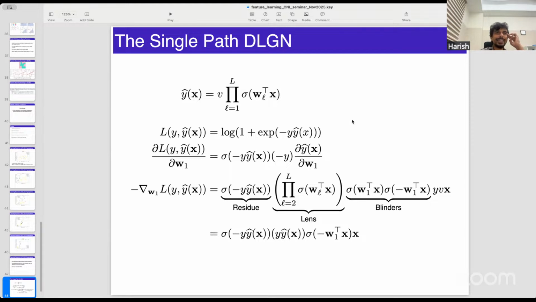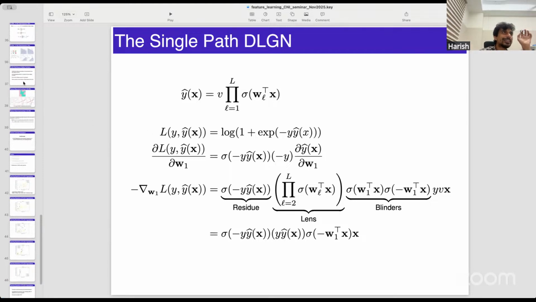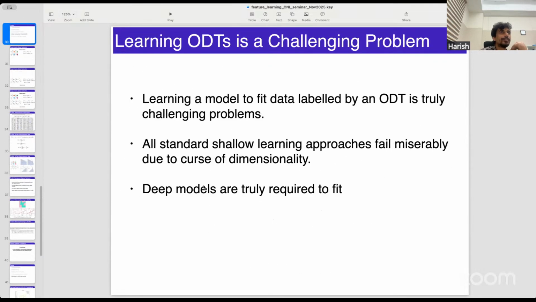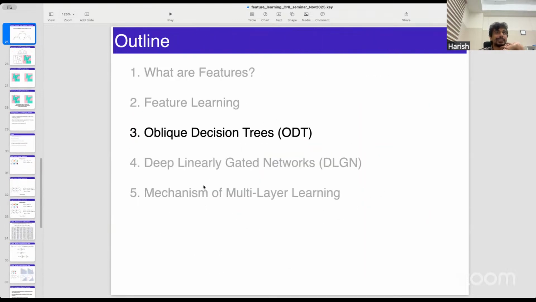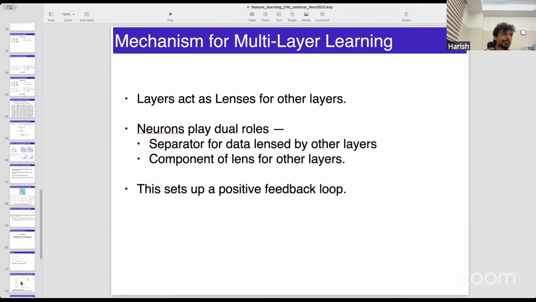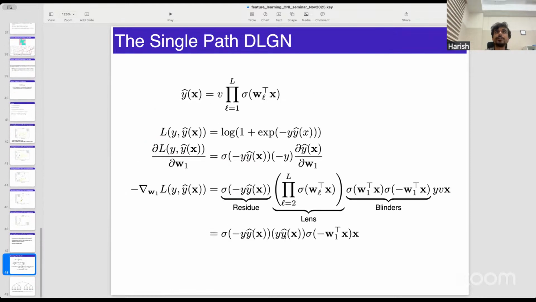That goes into details which I can't really cover due to the lack of time, but the crux of the story is just this. With that, I can come back to the story here. There was a couple of questions: what do I mean by lens? So the dual roles here: each Wi plays two roles, the separator for data, and it's also a component of the lens for the other layers. These two roles are essentially evident in this gradient expression which we saw here. That's what I mean by lens and separator.